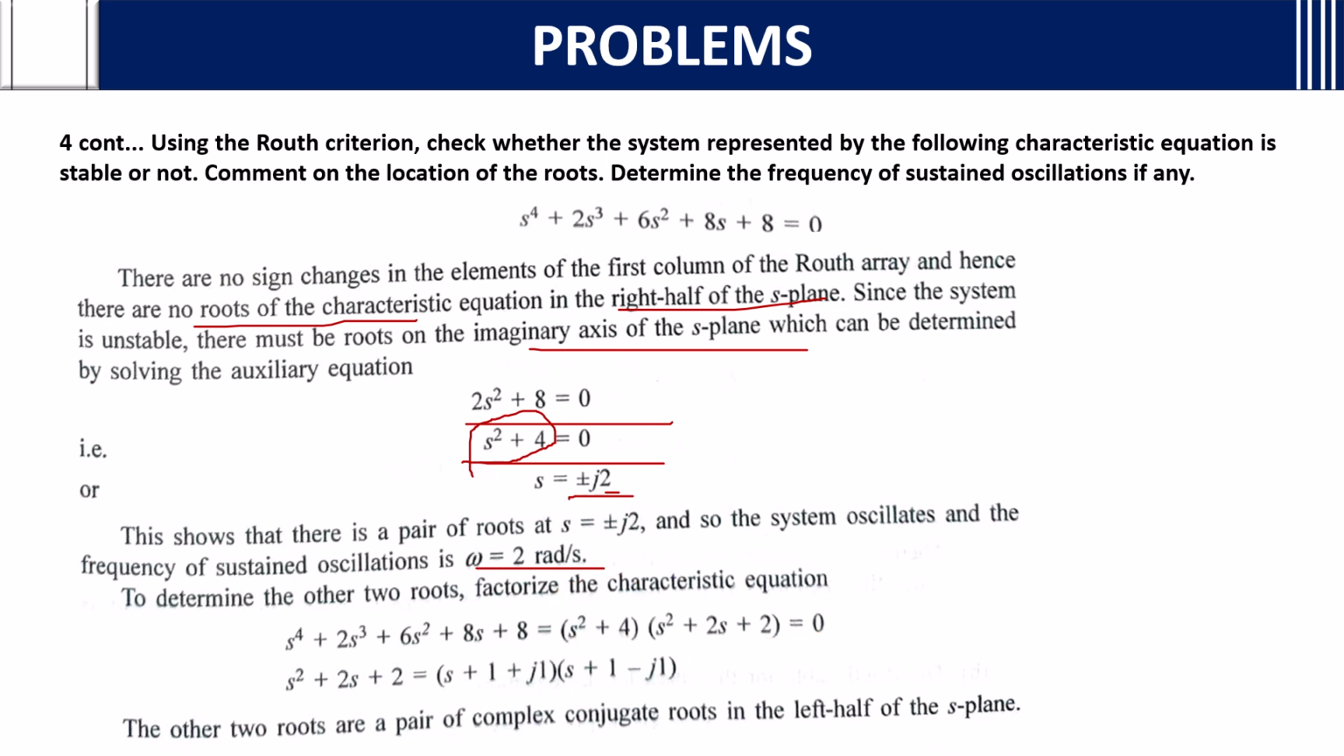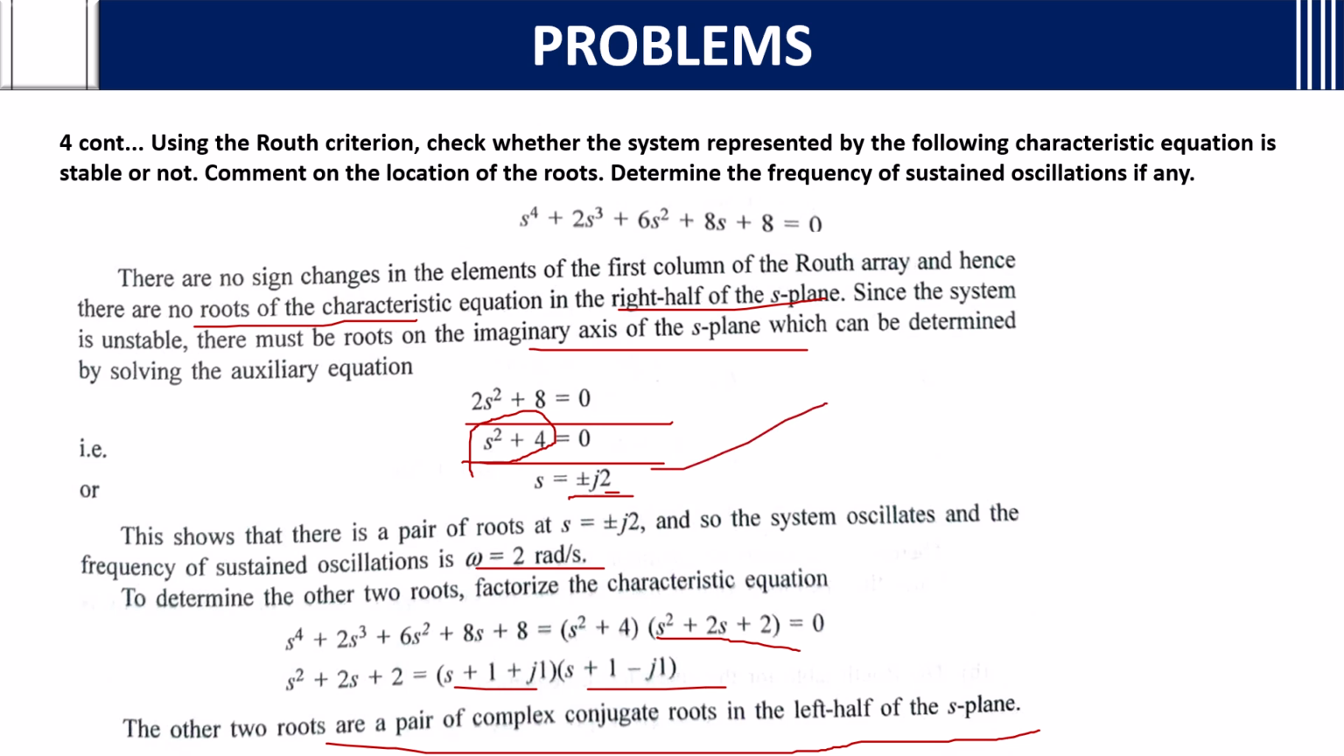After getting s square plus 2s plus 2, if you solve it in the calculator, you will get the other roots: s plus 1 plus j1 and s plus 1 minus j1. So the other two roots are a pair of complex conjugate roots in the left half of the S plane. These are all the roots. You need to find all the roots present.